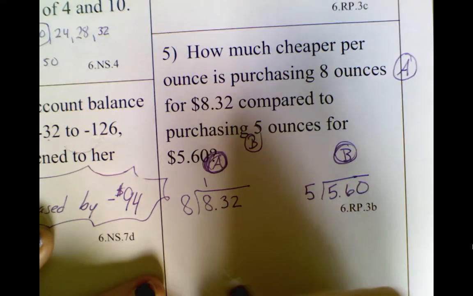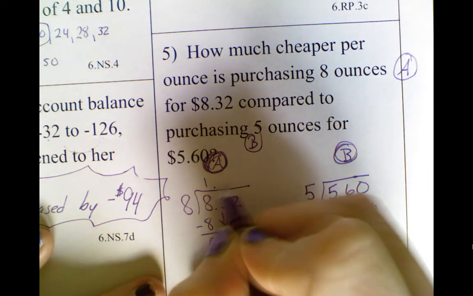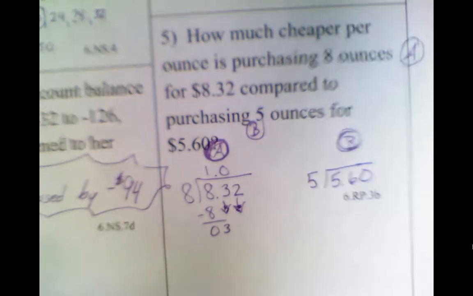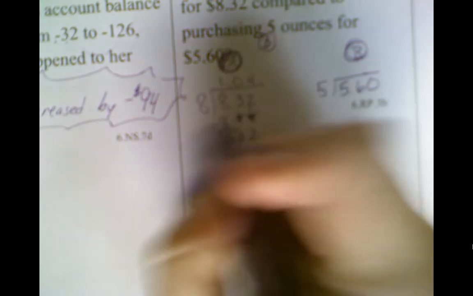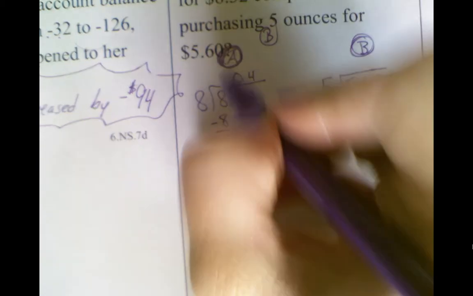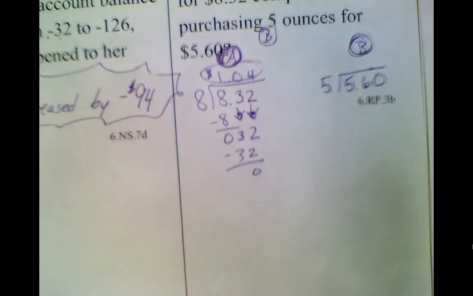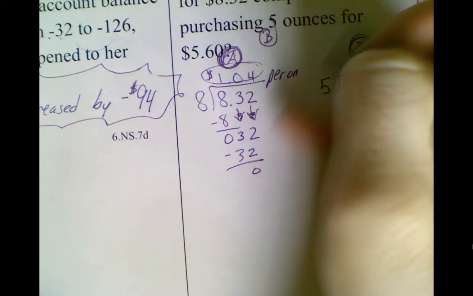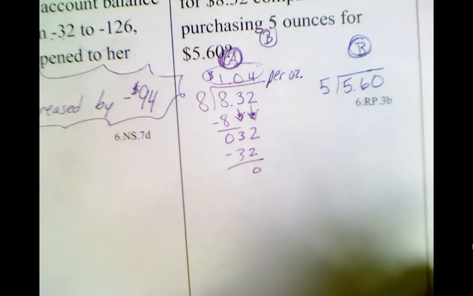Okay, 8 goes into 8 one time, subtract it out, bring down your 3. 8 can't go into 3 because it's too small, so you're going to have to bring down the 2. 8 goes into 32 4 times because 8 times 4 is 32, so 0 is going to be your answer. So for 1 ounce for product A, it's $1.04 per ounce, okay? Per ounce. I'll just say oz because that stands for ounce.